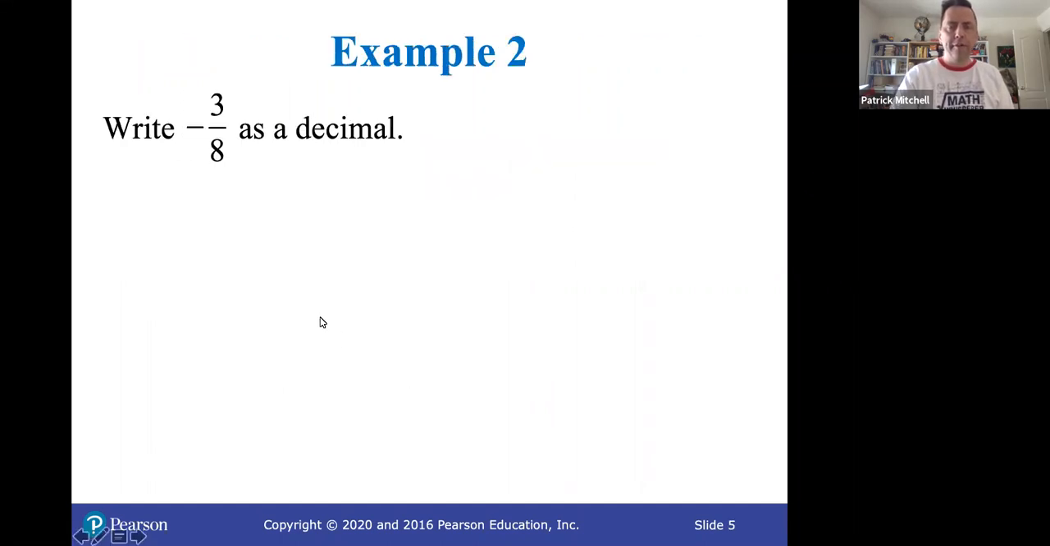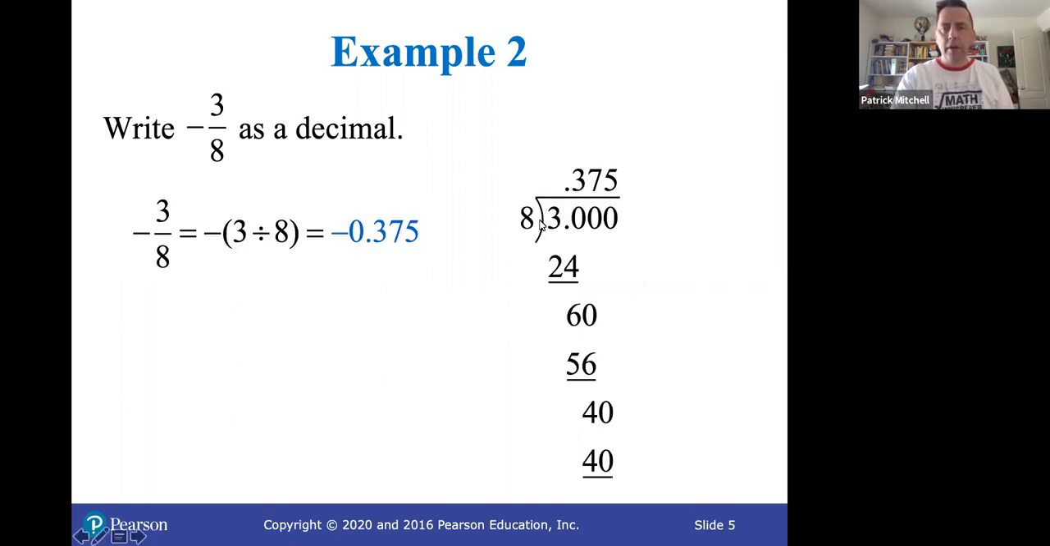All right, so for the first example, we have -3/8. First, just remember that the answer is going to have a negative sign on it. We'll put that aside for a second. You set up the long division like this with the 8 outside. Tack on a few extra zeros. 8 into 30 goes 3 times. 3 times 8 is 24. 30 minus 24 is 6.